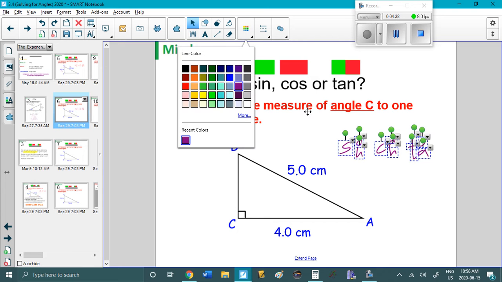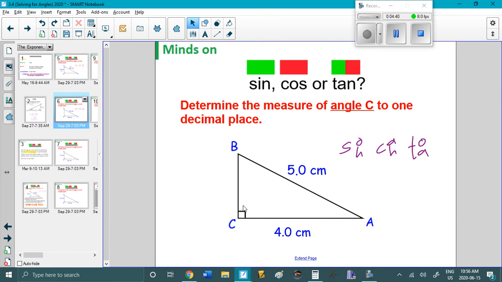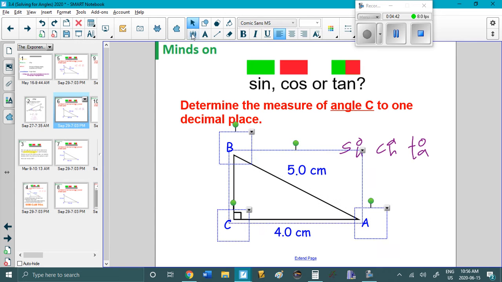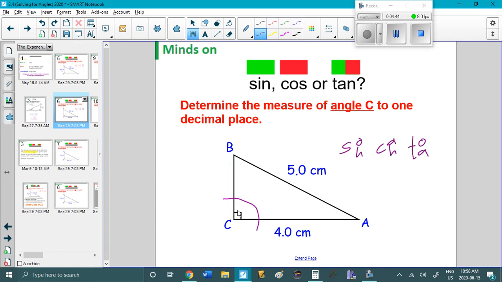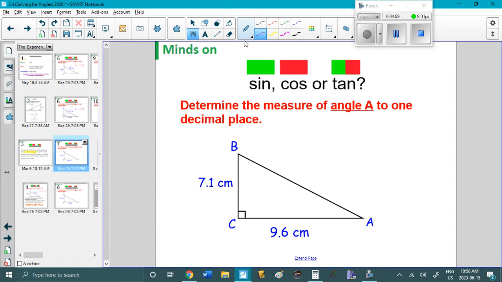All right, so we're looking for angle C, it says. So this is angle C right here. Sorry, my pen thing's not working. This is angle C. So we have the opposite slash hypotenuse, and this doesn't work. So we can't use the 90-degree angle. Remember, it doesn't work. So this is impossible. So skip it. Next one.